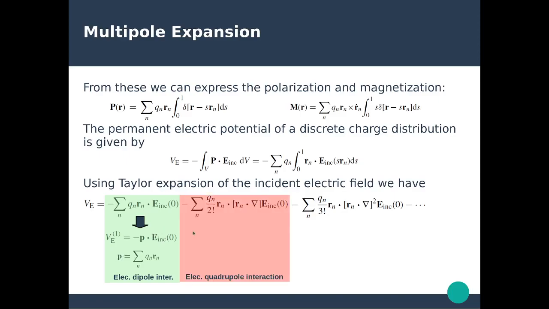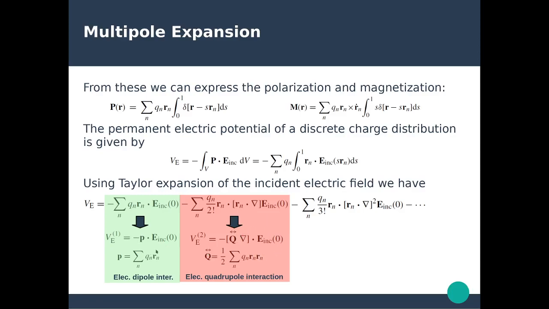The second term is related to an electric quadrupole interaction. So you have a quadrupole interacting with the electric field. You can re-express some of these terms in the form of a quadrupolar tensor, which is the summation of the individual charges times the positions here. So you have a tensor which is going to be interacting with the gradient of the electric field.